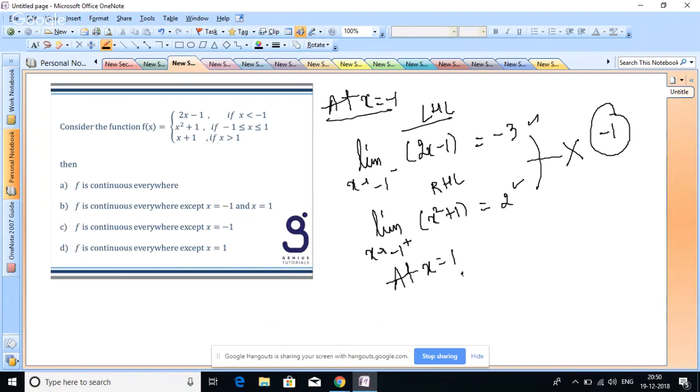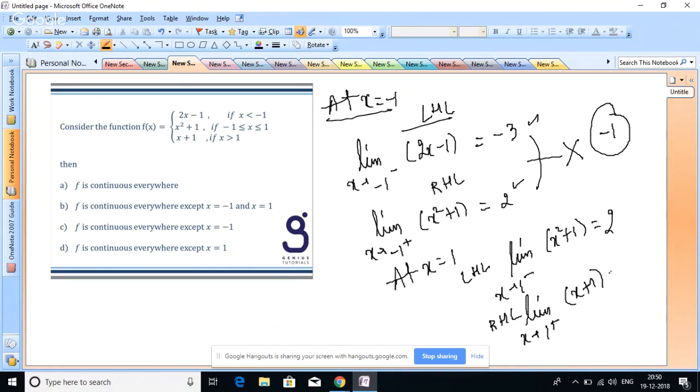So left hand limit would be limit x approaches to 1 minus of x square plus 1, that would be 2, and right hand limit would be limit x approaches to 1 plus of x plus 1, and that would again be 2. So it is continuous at 1, but this is not continuous at -1. So we can say that f is continuous everywhere except x is equal to -1. You can also solve this by using graph. Let's move on to the next question.